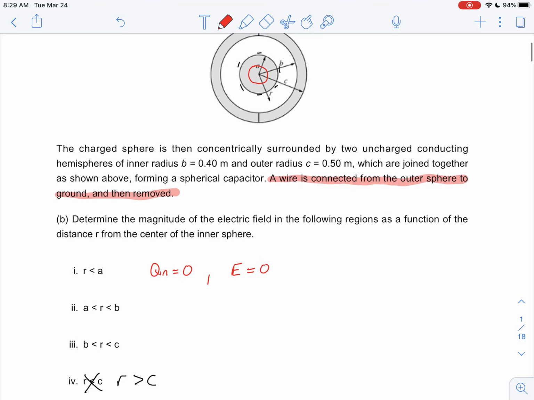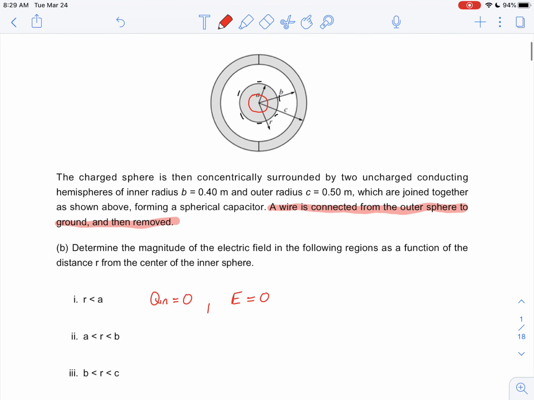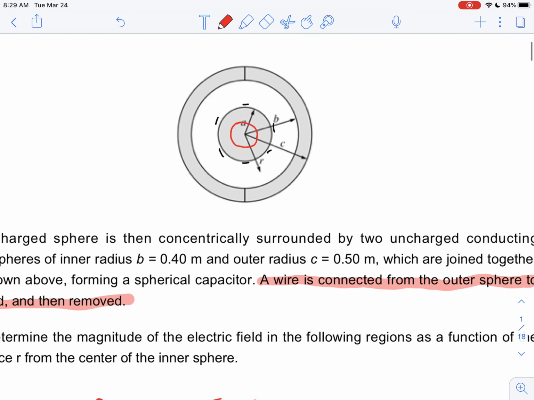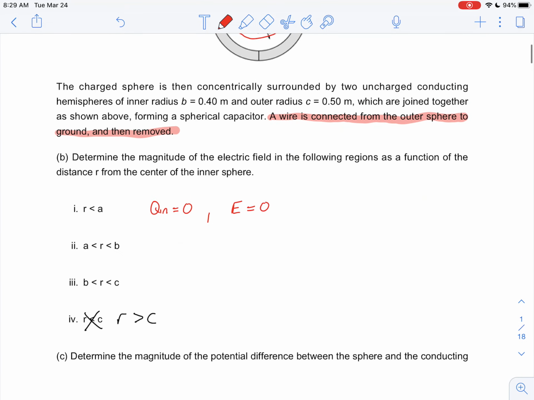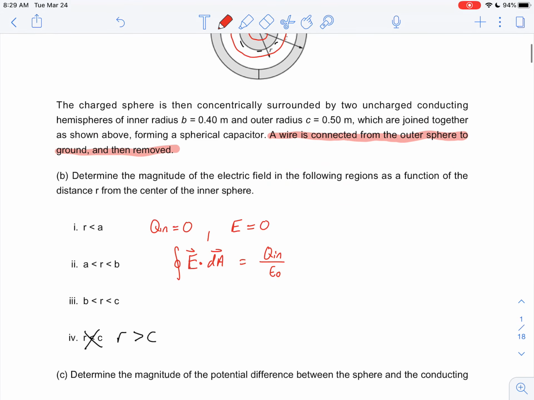Part 2, we want to figure out the electric field where R is greater than A but less than B. So that would be this region right here. There's our Gaussian surface. If I apply Gauss's law, we have the closed integral of E dot dA is equal to Q enclosed over epsilon naught. The amount of charge enclosed in that Gaussian surface is equal to Q naught.